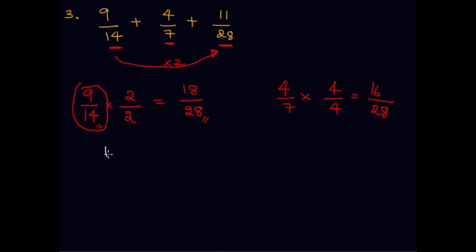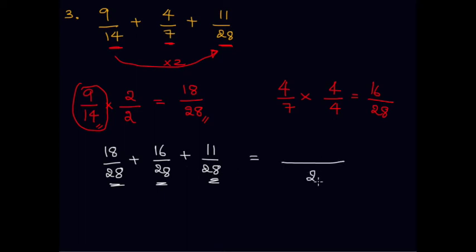So now our problem really becomes 18 by 28 plus 16 by 28 plus 11 by 28. So this basically becomes like the first problem that we saw, or the first example, wherein we had common denominators, right? So 28 is the common denominator here. So write 28 as the denominator and simply add the numerators.